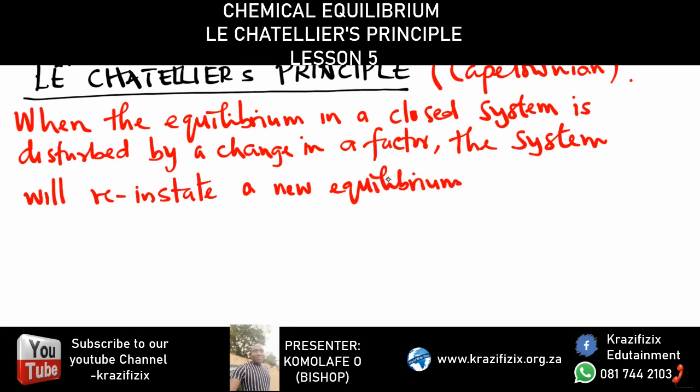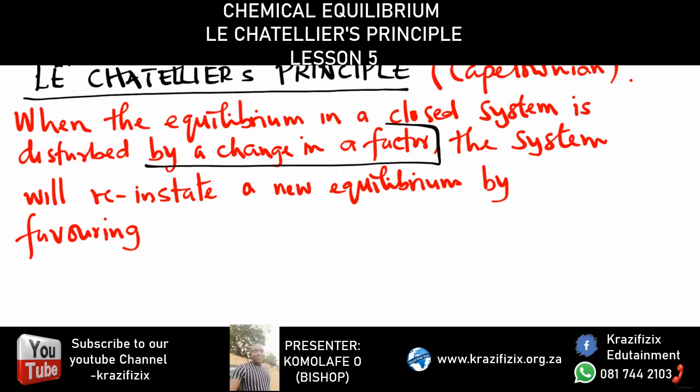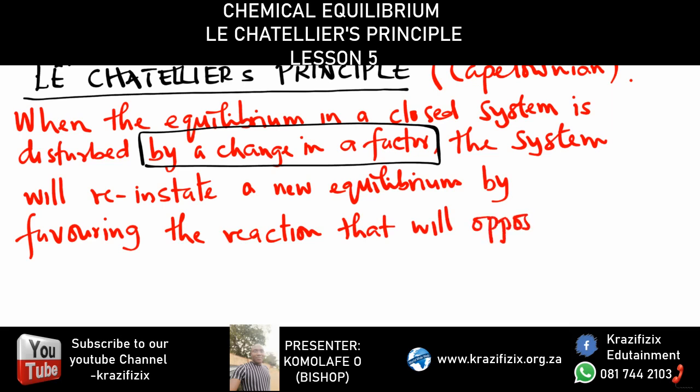The system will reinstate a new equilibrium by favoring. You need to know this, guys. You need to repeat this. This must be well known. The system will reinstate an equilibrium by doing what? By favoring the reaction that will oppose the disturbance. By favoring the reaction that will oppose. I'll explain this whole story.